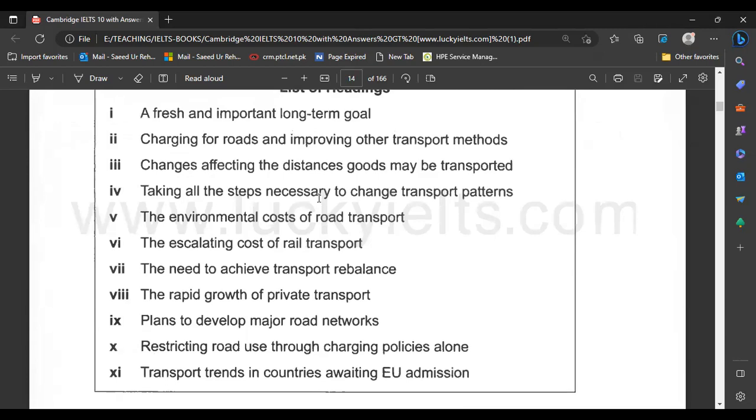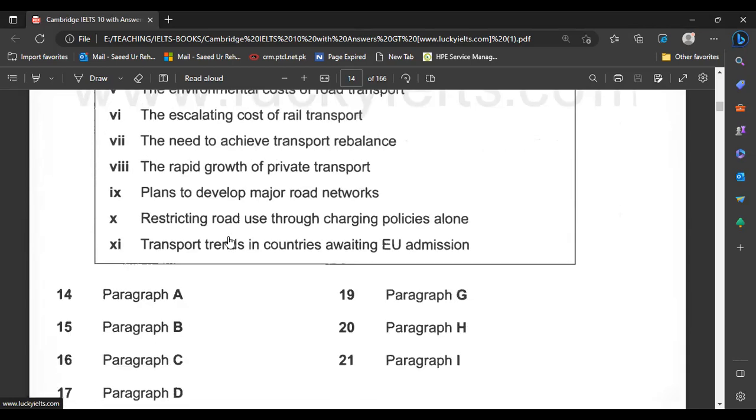Then we will come here to the list of headings. We will say a fresh and important long-term goal, charging for roads and improving other transport, changes affecting the distance good may, taking all the steps necessary to change, the environmental cost of road, the escalation cost of rail, the need to achieve transport rebalance, the rapid growth of private transport, plans to develop major road network, restricting road use through charging policies, transport trends in countries awaiting. You will analyze all the 4. You will say note, and you will judge what's the heading for paragraph A.